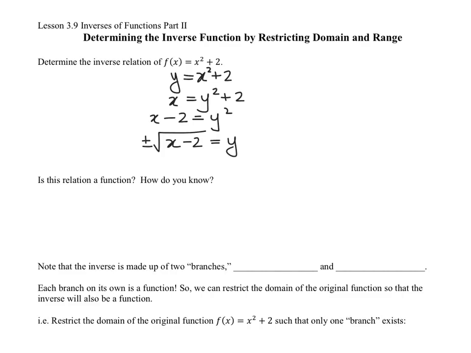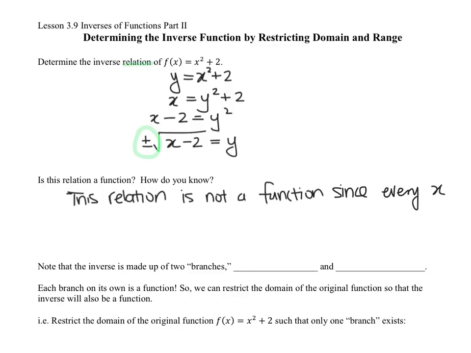Okay? And we for sure know that this is a relation, not a function, because of this plus minus in front. That produces two y values for every x value, right? So let's just write that down. This relation is not a function. Every x produces two y values because of that plus minus.